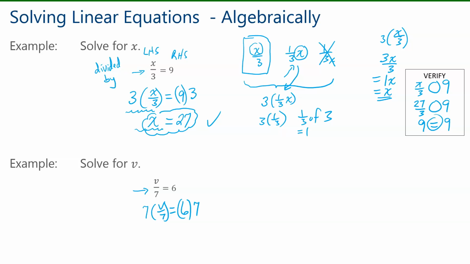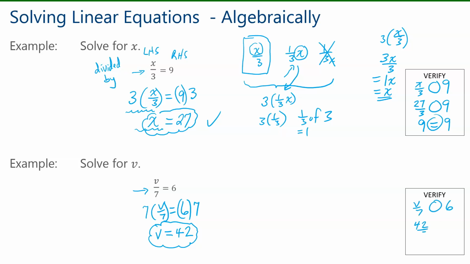And as we saw in the previous example, if I go 7 times v divided by 7, that will just leave me with 1v. And 6 times 7, 42. Verification, I substitute 42 in place of v, and 42 divided by 7 is 6. 6 equals 6, v equals 42, correct solution.